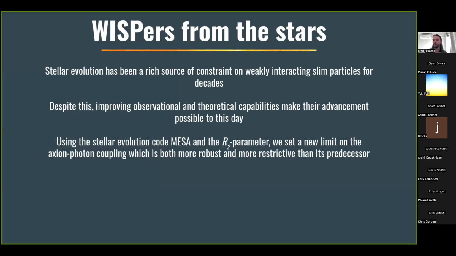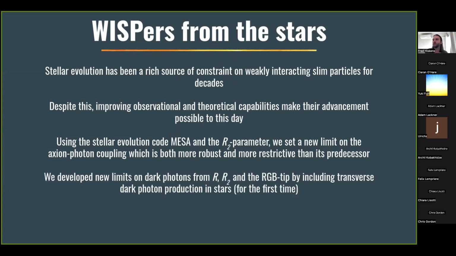To summarize what we did, we used the stellar evolution code MESA and the R2 parameter to set a new limit on the axion-photon coupling, which is both more robust and more restrictive than its predecessor. We also developed new limits on dark photons from R2 and the red giant branch tip, which included transverse dark photon production in stellar models. This is the first time this was done. We also noted the great interplay between the energy loss and convective structure. Thank you for your attention.